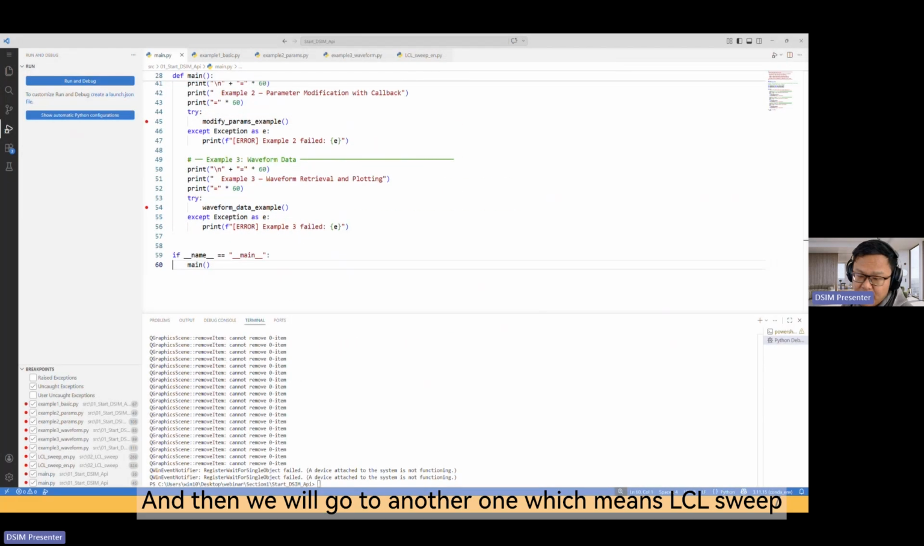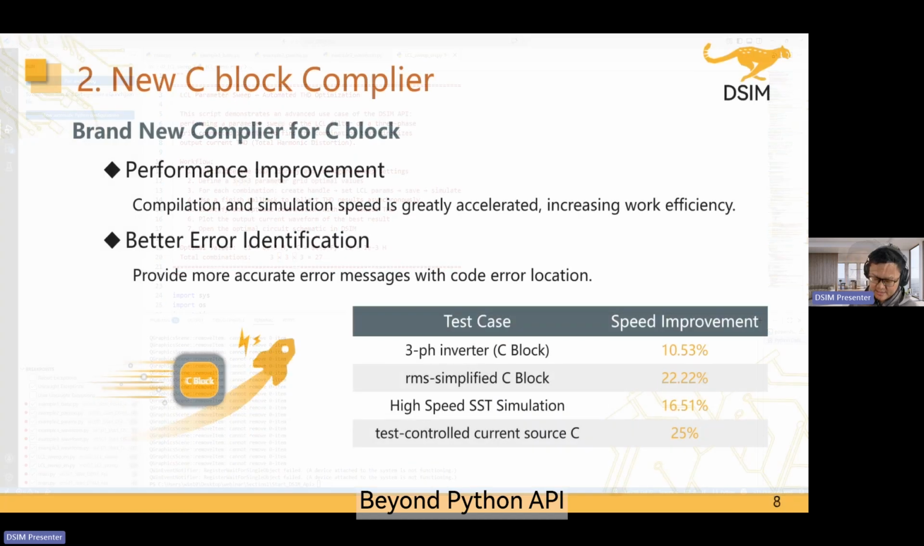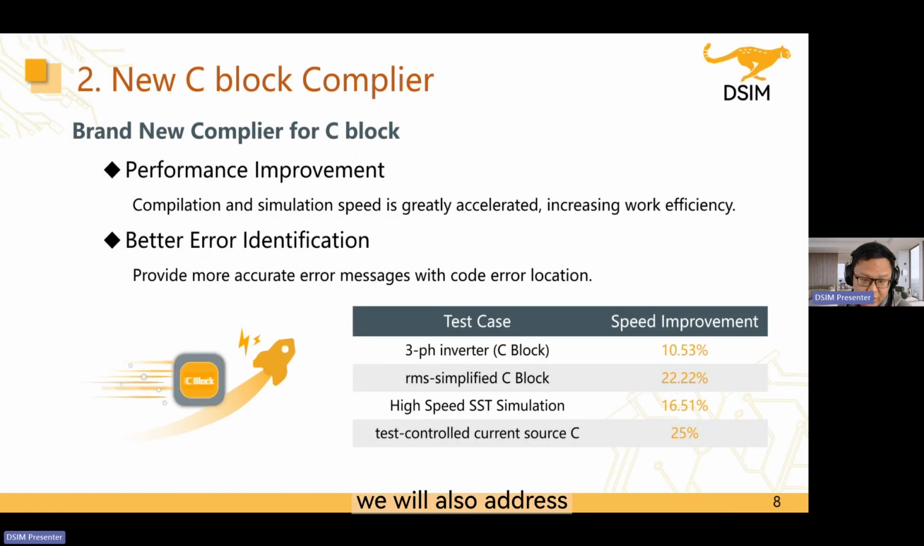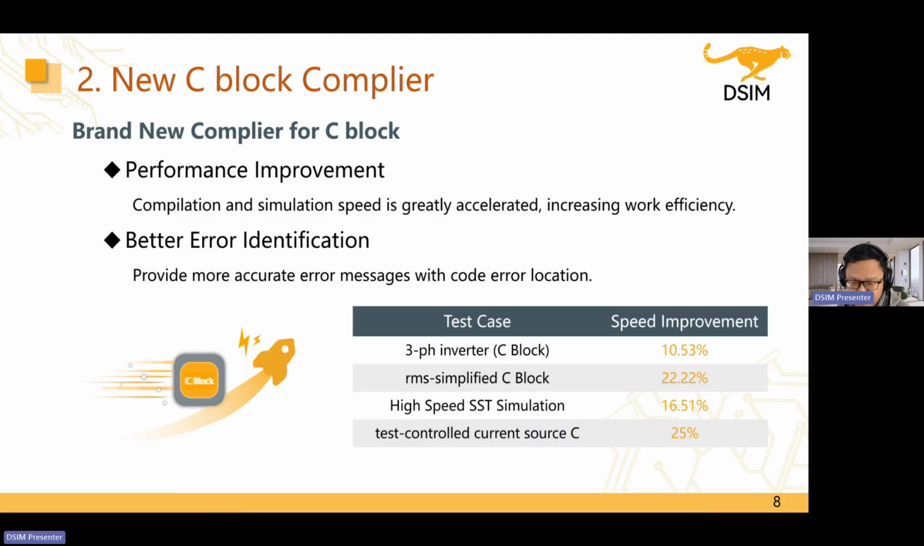And then we will go to another one, which means LCL3, and beyond the SHI, we will also address the long-standing pain point for our advanced users by introducing a brand new compiler for the CBlock. This brings 2 major improvements. First, performance improvement, and second, better error identification.